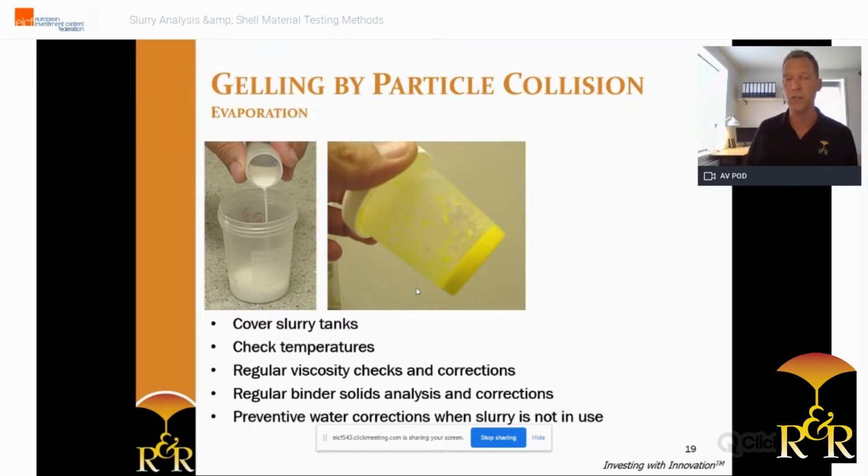And that in the end could promote particle collisions, forming this change in the colloidal. And in the worst case, it will make it gel. So to prevent these kind of issues, it's very important to control the binder density and the viscosity.